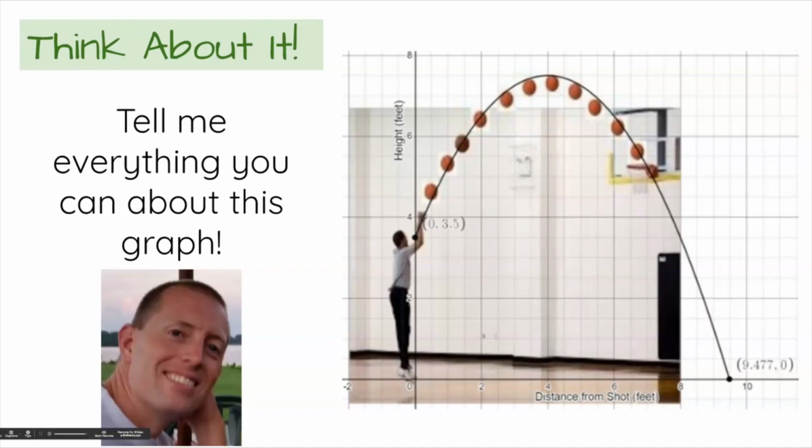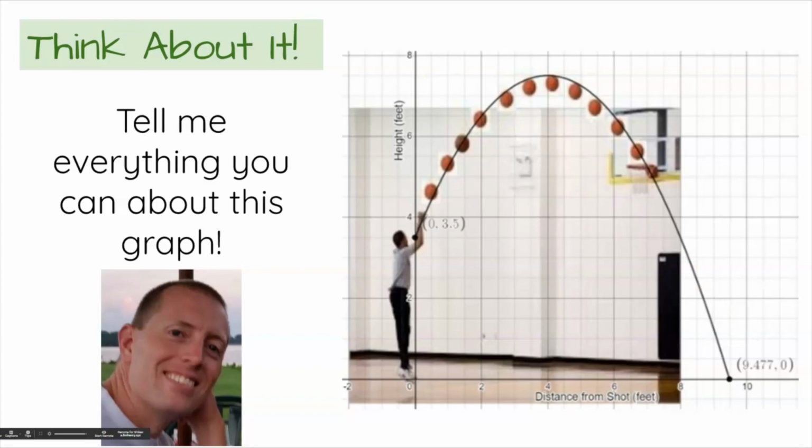Hi, Tim. Hi there. Can you tell me something that you notice about this graph? I noticed that it goes through the x-axis at about 9.477. So can you tell me what that means in the context of this basketball hoop example? Yeah, that means that since the x-axis is labeled as distance from the shot in feet, the ball must hit the ground at about 9.477 feet away from the shooter. So what does the zero mean? The zero tells you that that's when it's hitting the ground.